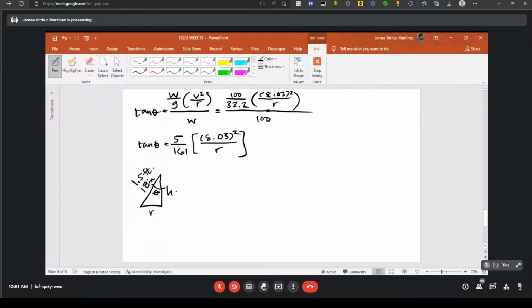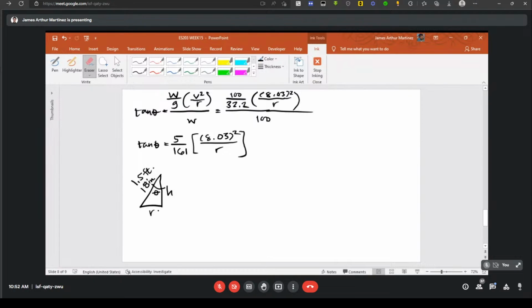And this is our angle of inclination. Of course, we will not use it, or we will not relate it to the height, because we don't have data for height. So we will use the existing data, the length of the chord, which is 1.5 feet.